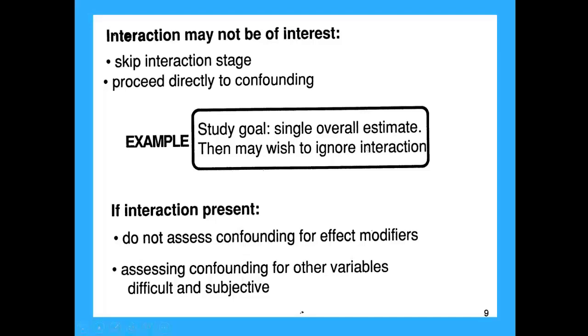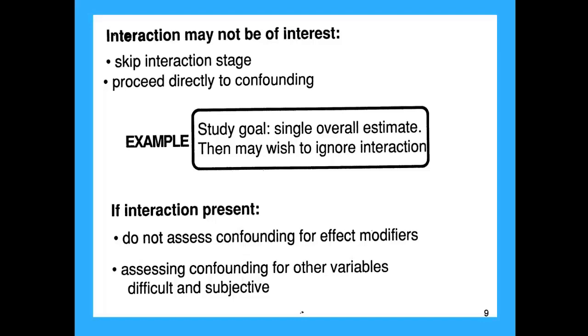These are guidelines. You have to decide that. Okay? But if interaction is present, you don't want to assess confounding for effect modifiers. If gender is an effect modifier, you don't want to control for it and get an average over the male and female. That's what I'm sort of saying here.